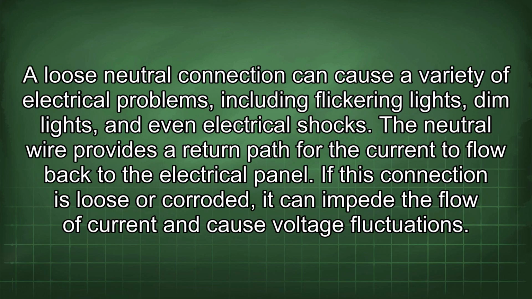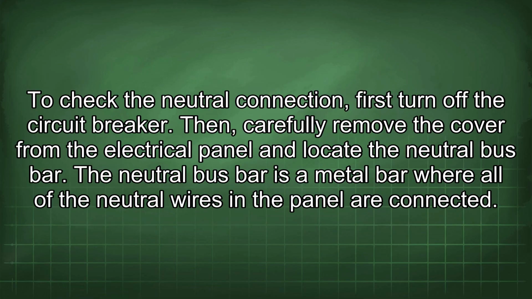A loose neutral connection can cause a variety of electrical problems, including flickering lights, dim lights, and even electrical shocks. The neutral wire provides a return path for the current to flow back to the electrical panel. If this connection is loose or corroded, it can impede the flow of current and cause voltage fluctuations. To check the neutral connection, first turn off the circuit breaker.